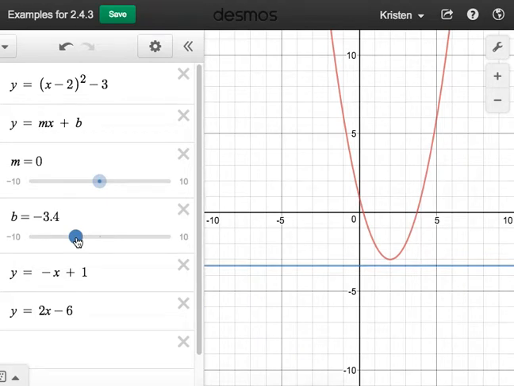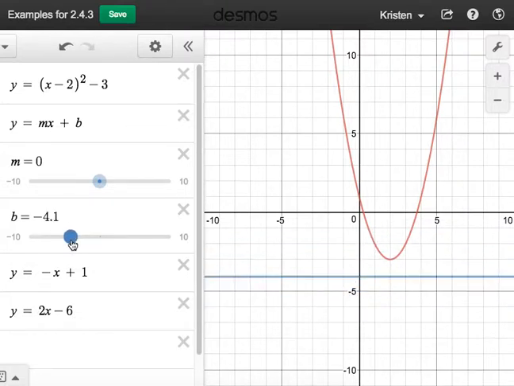And the way we're going to see that algebraically is we're going to get imaginary solutions, or we're not going to be able to factor. So if we get imaginary solutions, it means that that linear equation is down here somewhere, and the linear and the quadratic don't intersect.